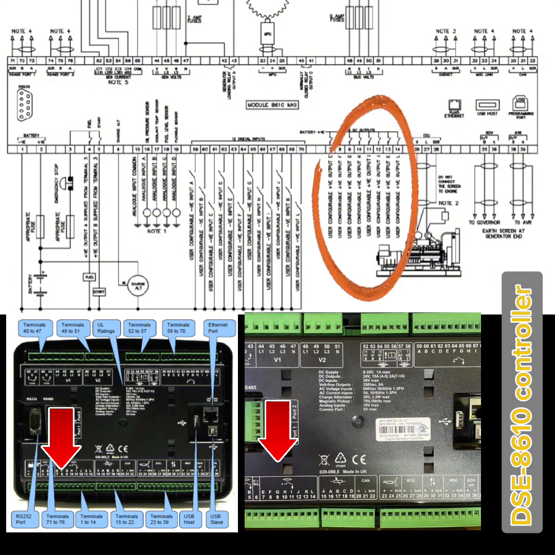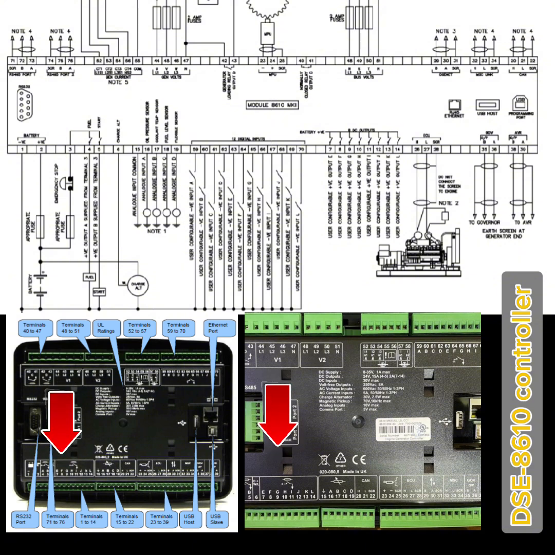Here you can use the breaker closing and breaker opening outputs, and you can configure them as per your requirement and your site. You can configure this output from the Deepsea software. Now guys, digital output is finished, and the next terminals are 15 to 22.